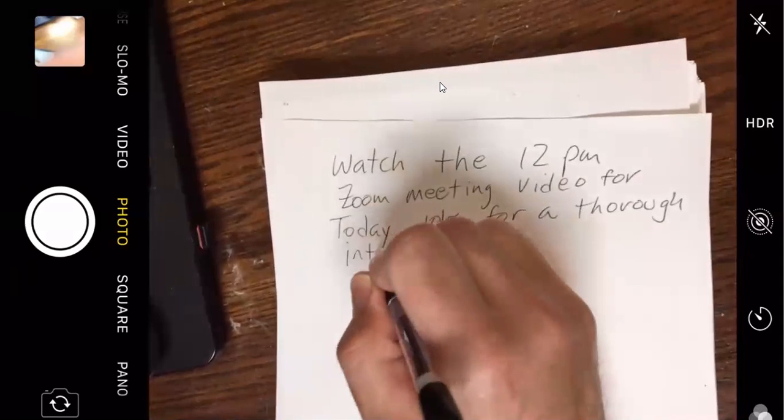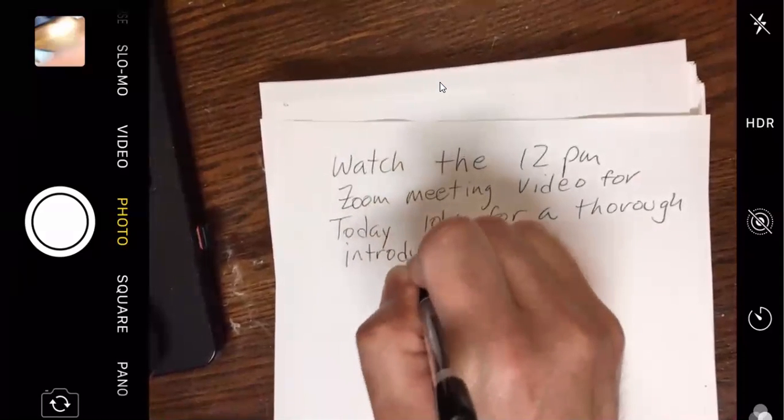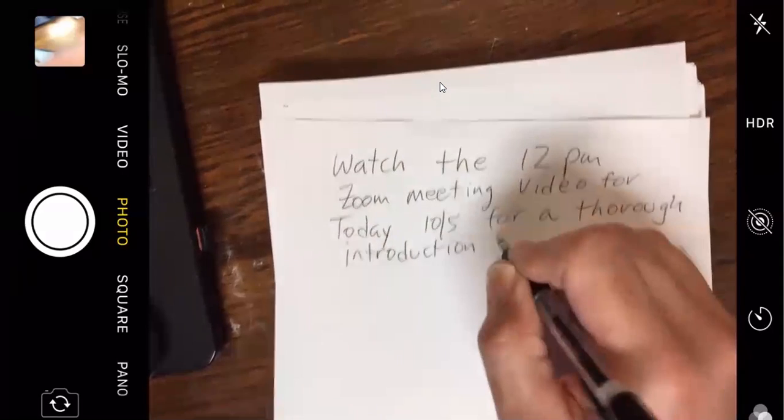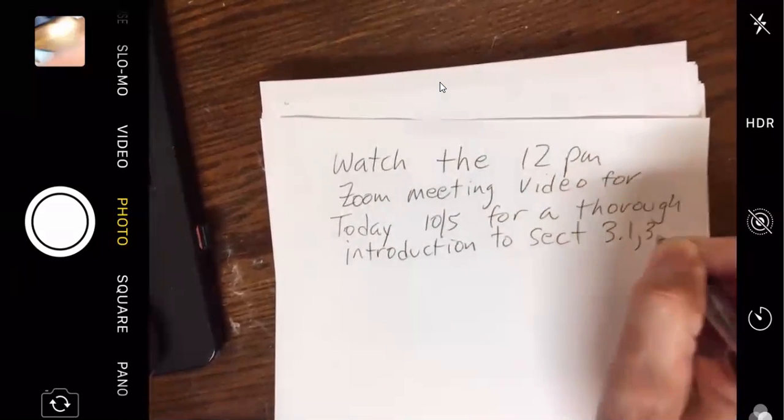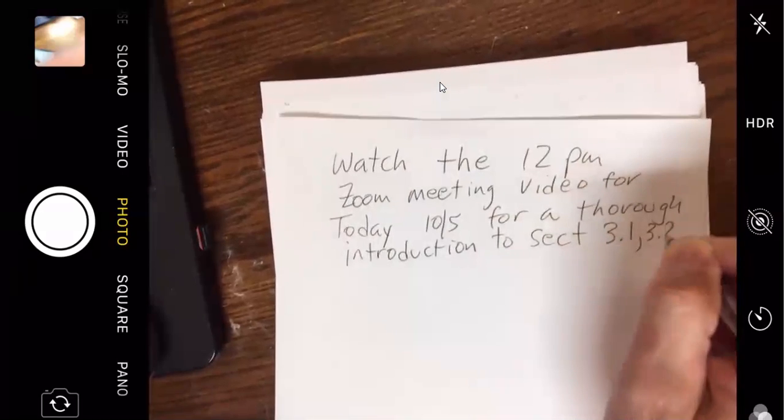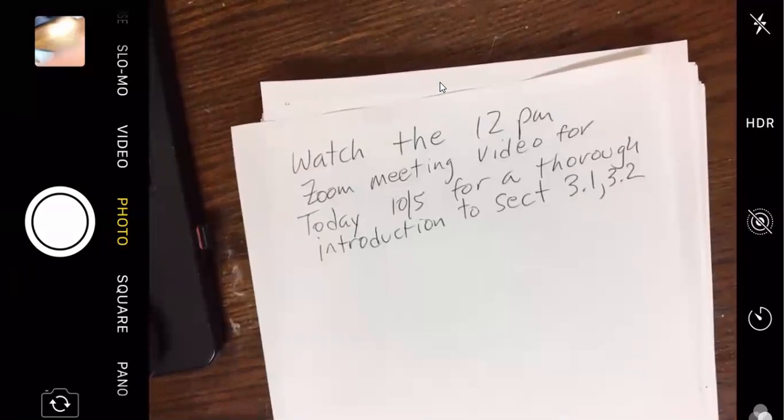introduction to section 3.1 and 3.2. I'm going to just say one problem from each section, and then just hold it open, pause the recording, just in case anybody joins us.